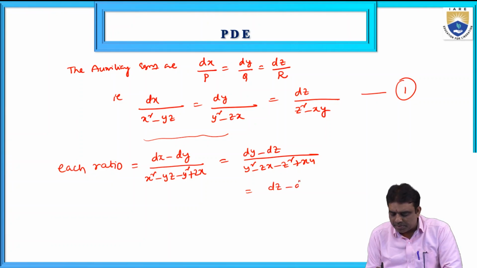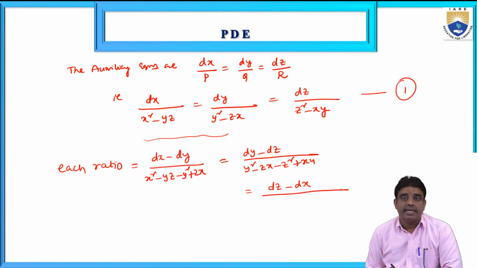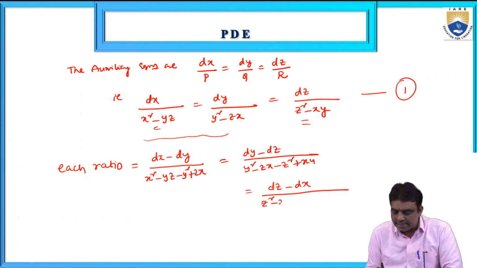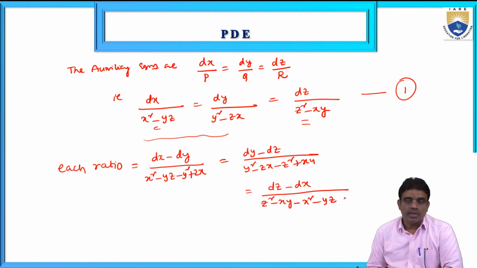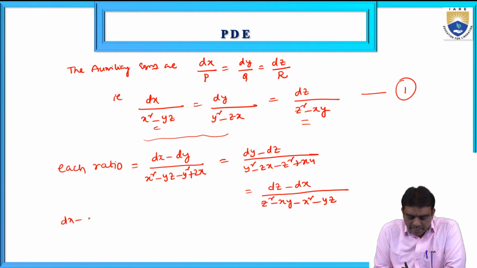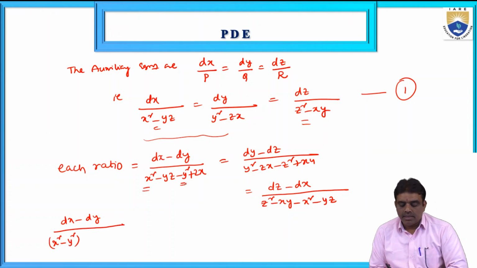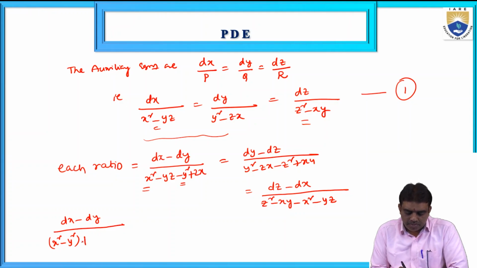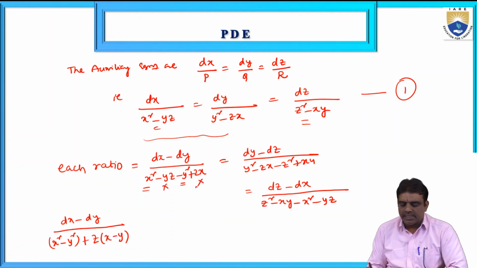So the numerator subtraction dz by dz minus dx by the denominator subtraction, that is z square minus xy minus x square minus yz. Am I right? Here we can write dx minus dy by, so this is first term, x square minus y square. Treat this as one set. Plus here z is common term. You can take z outside, then you will get x minus y. In the two terms on taking out z, you will get x minus y.